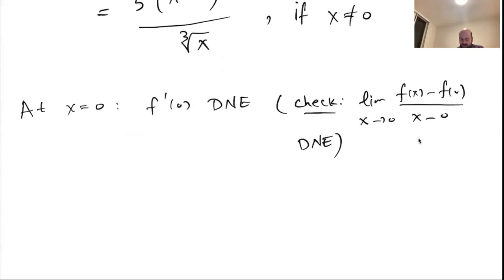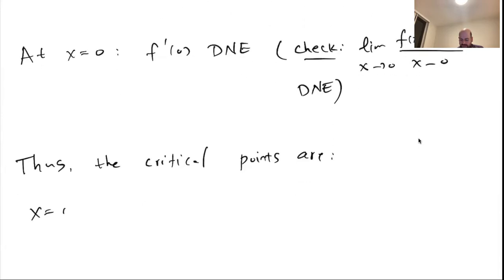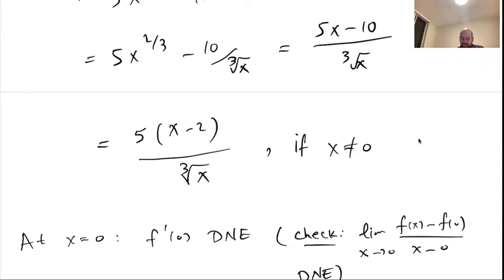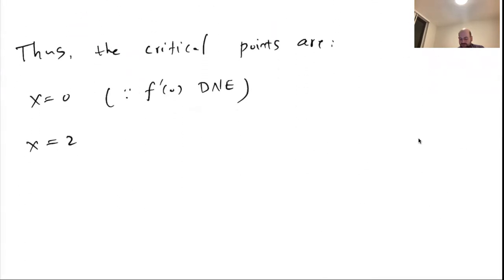Thus the critical points are x equals 0, because f prime of 0 does not exist, and also x equals 2, right? Because you want f prime to be either 0 or not exist. If it does not exist, then x is 0. If f prime is 0, then the numerator should be 0, because this is the formula for f prime. So if a fraction is 0, the numerator should be 0, and that means x must be equal to 2. F prime of 2 is 0.